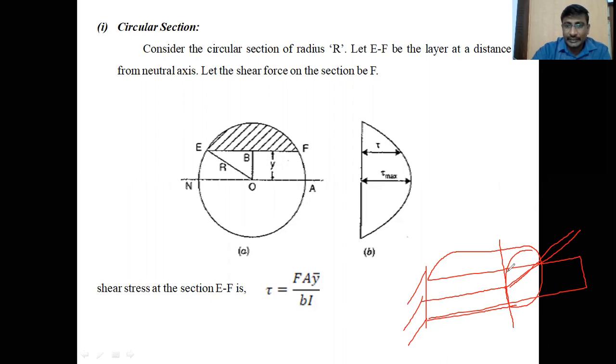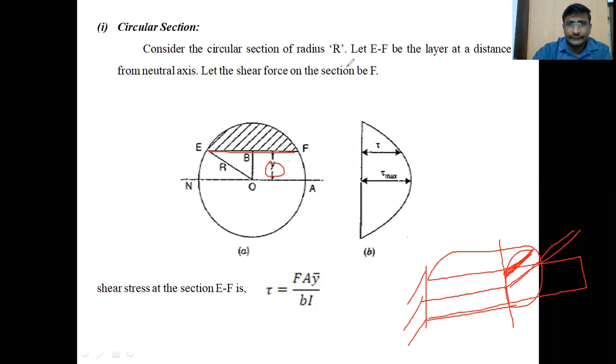So we are considering the EF layer at this particular layer. We are going to calculate the shear stress at a distance of y. That is why we consider the layer, because we want to know how the shear stress varies with respect to y. If we know the shear stress variation with respect to y, we should consider the layer at a distance of y and find the shear stress equation at that level. Then we can say how the shear stress varies across y.